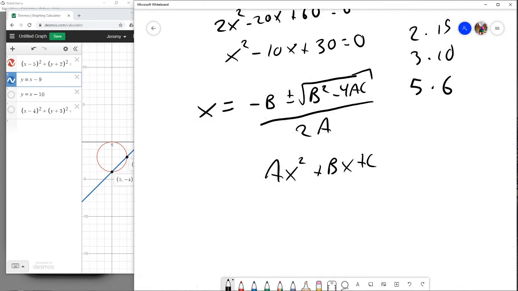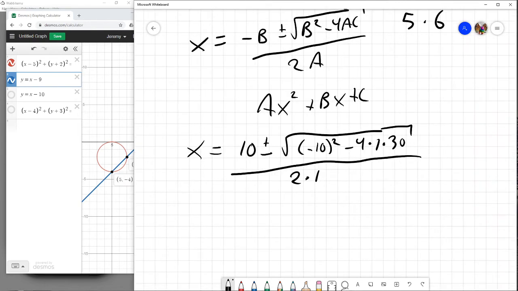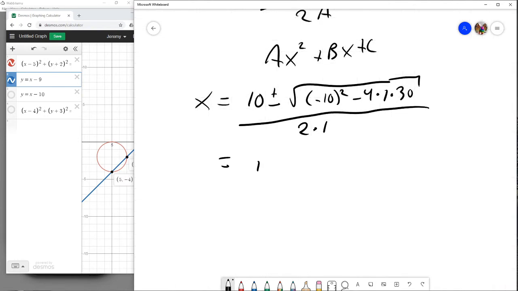So let's set up our quadratic formula. X will equal, we have negative here and then we have the negative here, so that's going to be a positive 10 plus or minus square root negative 10 quantity squared minus 4 times, notice our a is a 1, so 1 times 30 all over 2 times 1. And we can simplify this now. So we have 10 plus or minus, and we got 2 here. This is going to be a square root of 100 minus 120.